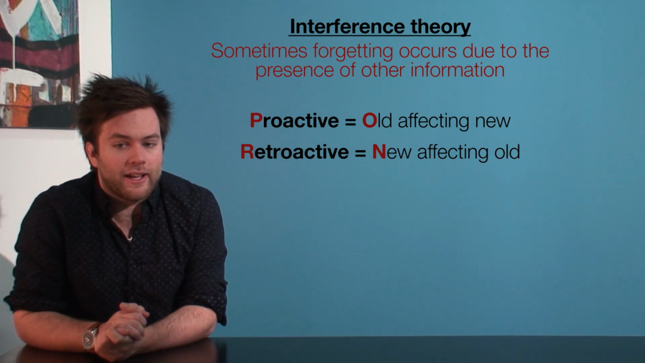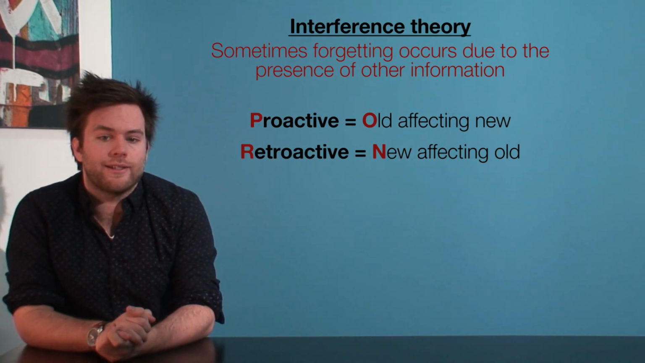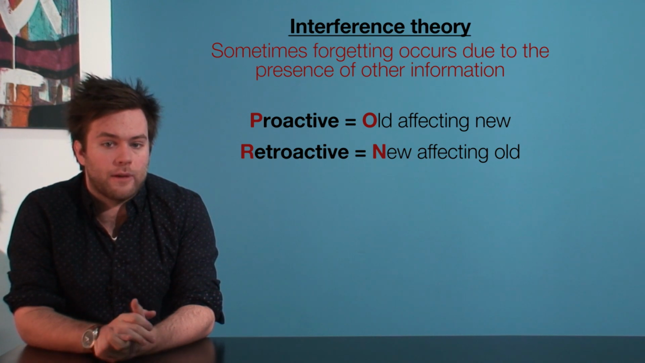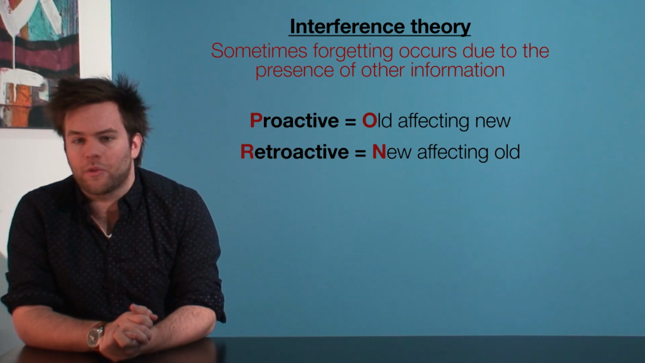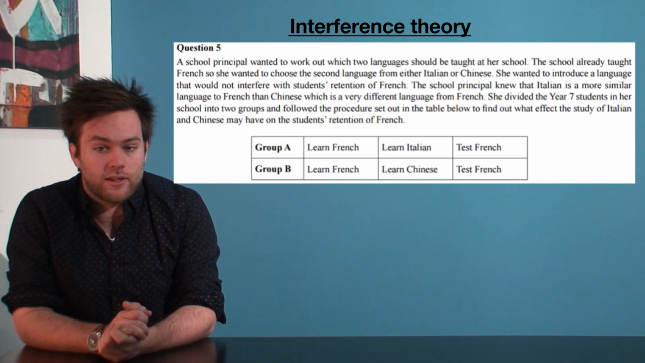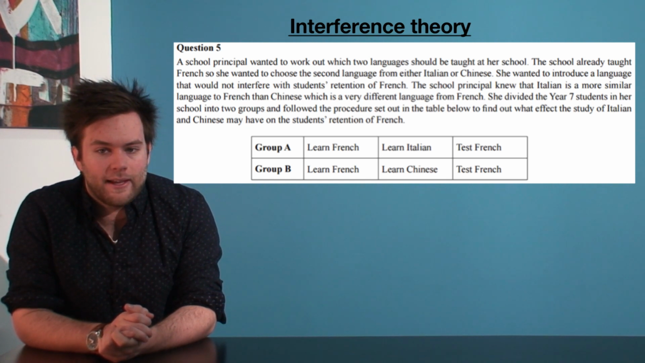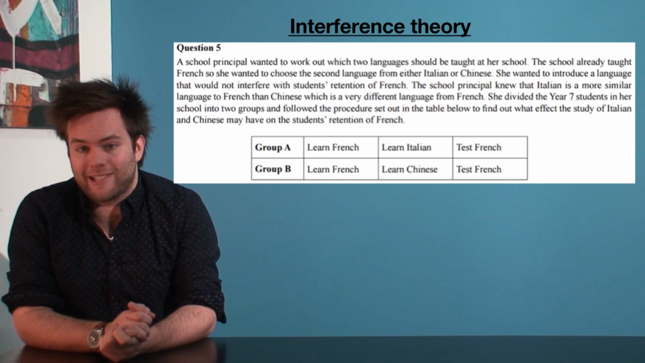Like the retrieval failure theory, the interference theory doesn't really account for procedural memory. Now onto a question. There are two parts to this one, so strap yourselves in. It is from the 2011 VCAR exam.